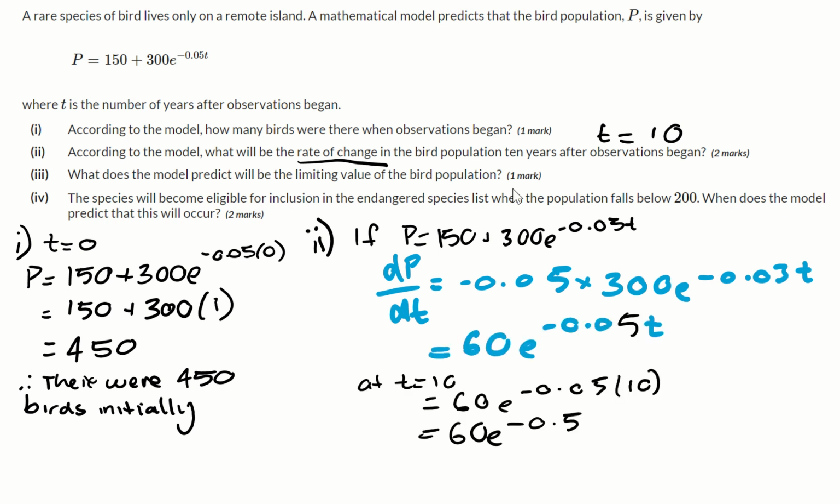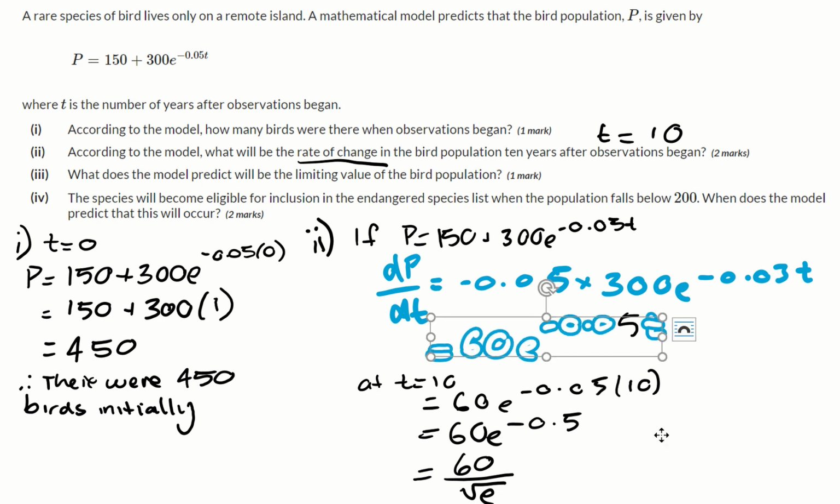0.05, that is. So once I've differentiated, then I sub in the value at t equals 10 they wanted. Now, they didn't say to any certain decimal places, which means usually you can leave it in exact form. I could even rewrite this as 60 over the square root of e, because it's power of negative a half. But either of them would be fine.